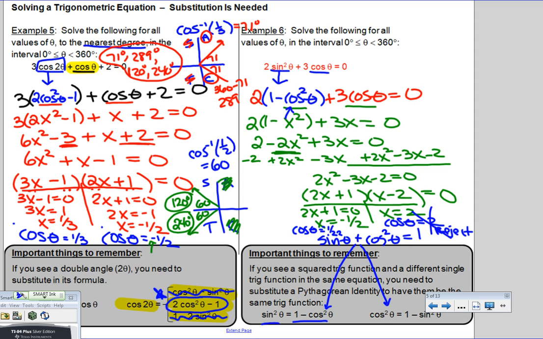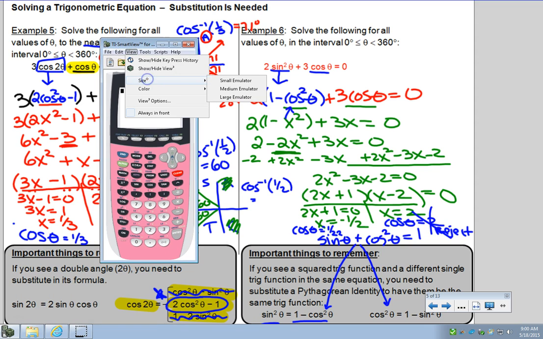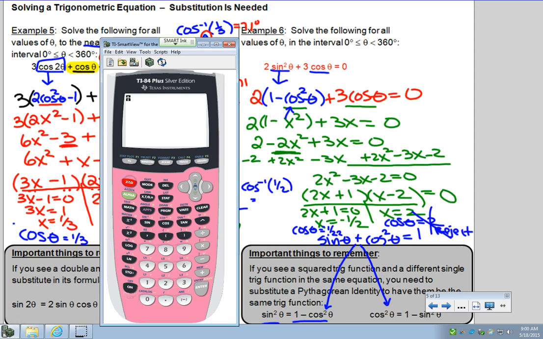And remember, tangent can go above 1, so please don't reject tangent. That rule is only for cosine and sine. So all I have to do now is just this one side. So cosine inverse of a half. If you put that in your calculator, I believe it should be 60, but we'll do it again. That's one of our special ones. So it's 60.